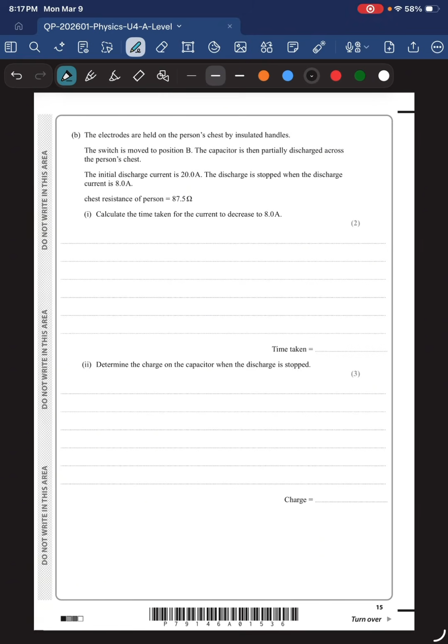B. The electrodes are held on the person's chest by insulated handles. The switch is moved to position B. The capacitor is then partially discharged across the person's chest. The initial discharge current is 20 amps. The discharge is stopped when the discharge current is 8 amps.